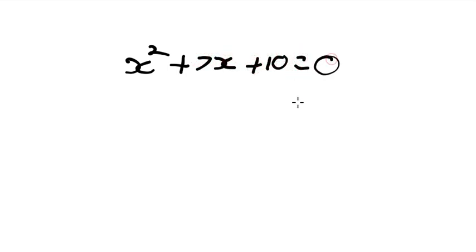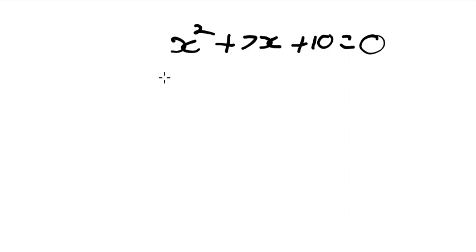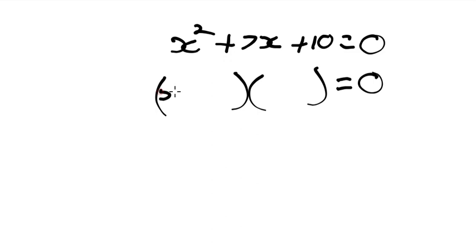Okay, let's try that with another quadratic equation. Let's say x squared plus 7x plus 10 equals 0. Okay, exact same process. We want to factorize it first. So step 1, put it into brackets and make that equal to 0 as well. Okay, so putting it into brackets, we're going to start off with x and x, because they'll times together to make x squared.